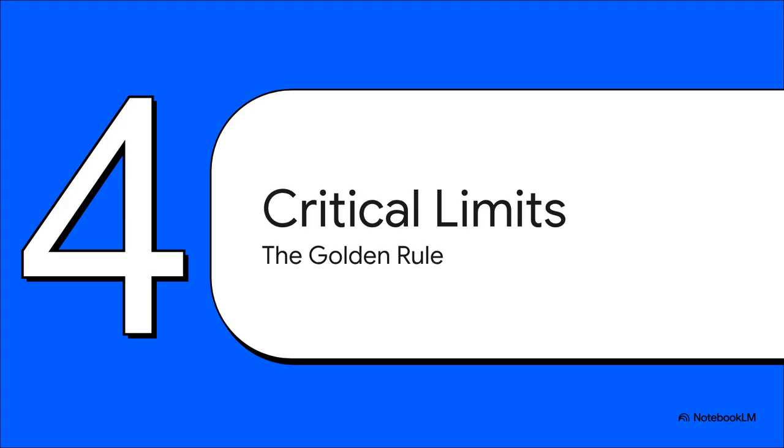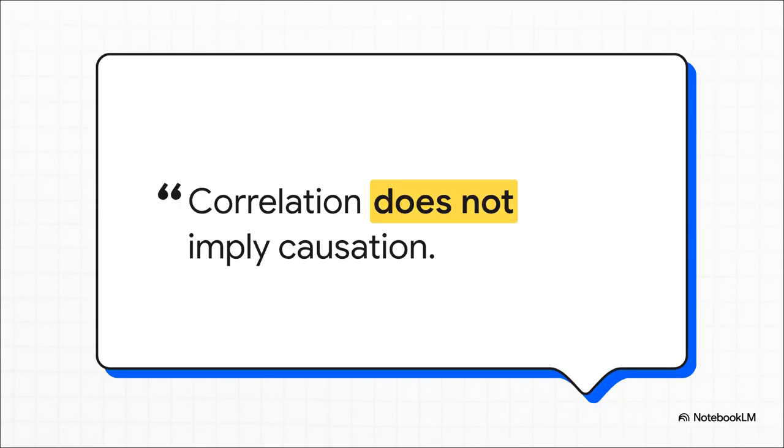All right, we've talked about what correlation is and how we find it, but now we're getting to the most critical part. The major limitation of this kind of research. So I need you to really lean in for this next bit because it is, without a doubt, the golden rule of this whole explainer. Here it is. Write it down, tattoo it on your brain. Correlation does not imply causation.